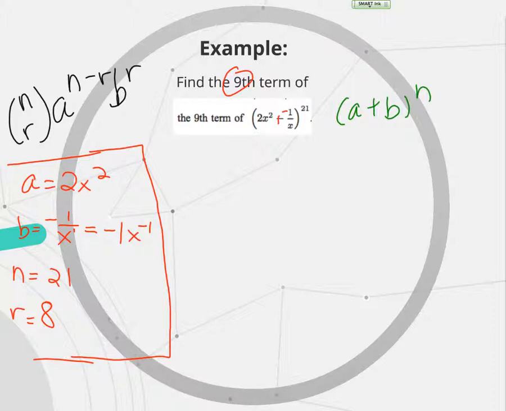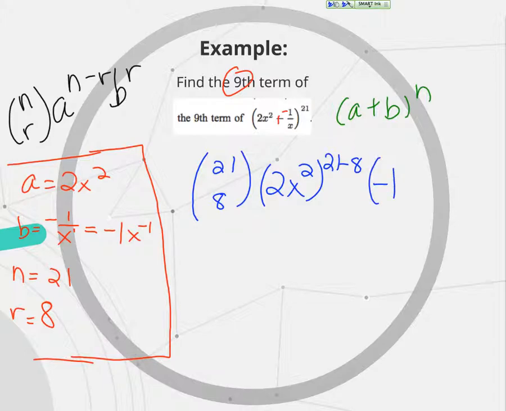All right, so then we will just put everything in. n above r, so that would be 21 over 8. And parentheses are like your best friend here, so I'm going to have 2x squared to the 21 minus 8 power, n minus r, and then negative 1x to the negative 1 to the 8th power.